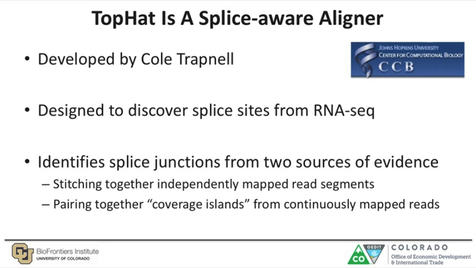TopHat 2 uses two sources of evidence to identify splice junctions, thereby allowing reads to be mapped to these particular regions. The first source is to stitch together segments of reads that are mapped independently, and the second is to pair together coverage islands from continuously mapped reads. I will explain in more depth how these methods work, but first, I want to give you a general overview of how TopHat 2 operates.